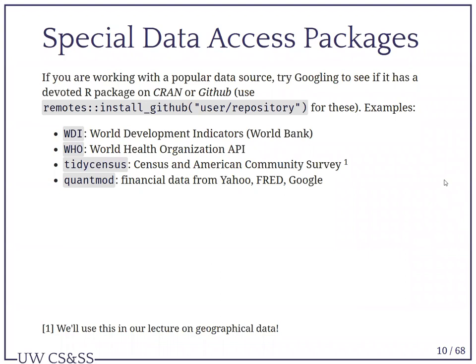But the special data access packages. A few examples might be the WDI package for World Development Indicators from the World Bank. Tidy Census is wildly popular, that just allows you to quickly grab things from the census and American Community Survey after you have a token for it, and QuantMod for financial data from Yahoo and FRED and all of that. We'll be returning to talking about Tidy Census when we get to geographical data in week 9, I believe.